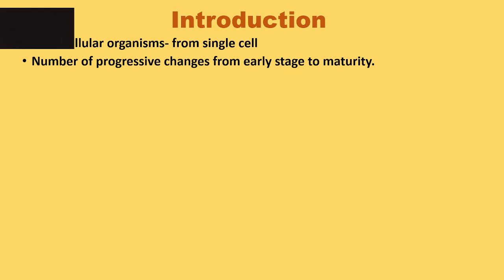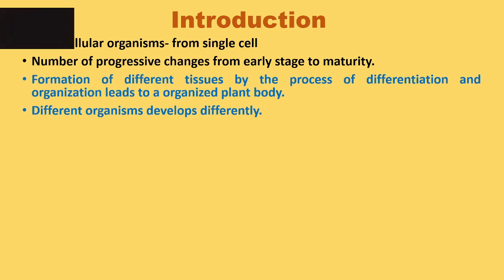So, a multicellular organism, any multicellular organism, has come from a single cell. Initially it was a zygote, and from that zygote progressive changes take place from the early zygote stage, and it gets developed into an entire plant at maturity. Formation of different tissues by the process of differentiation and organization leads to an organized plant body.